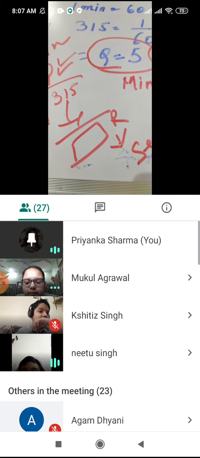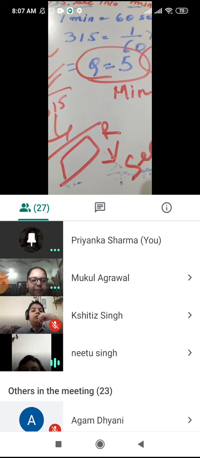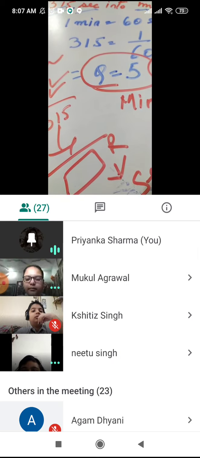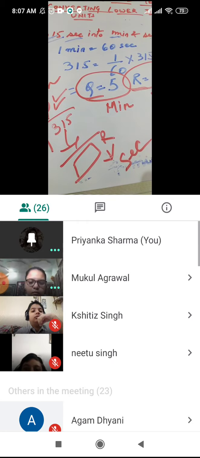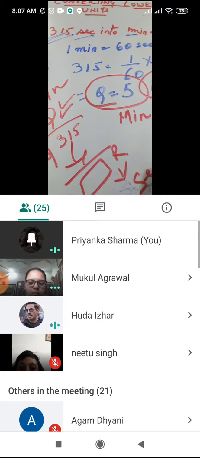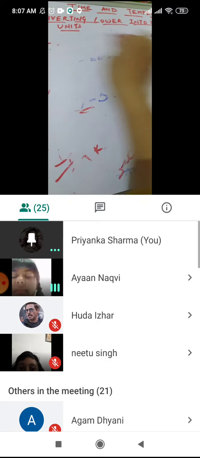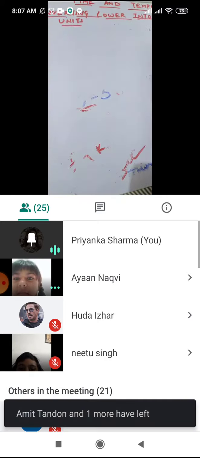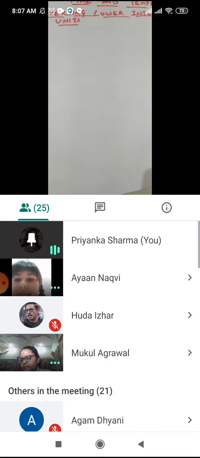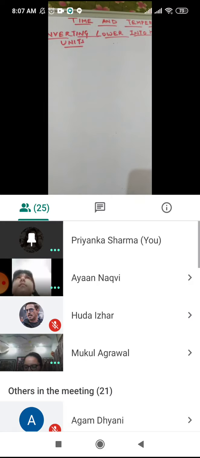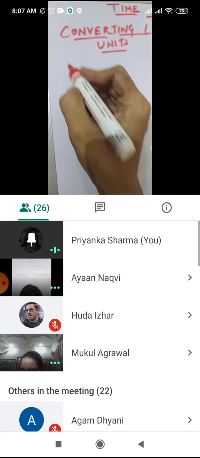Are you getting it? Some disturbing noise is coming. Okay, let's do one more sum. Is it clear to you? After division, the quotient which we get is the minutes, and the remainder that is left is called the seconds.